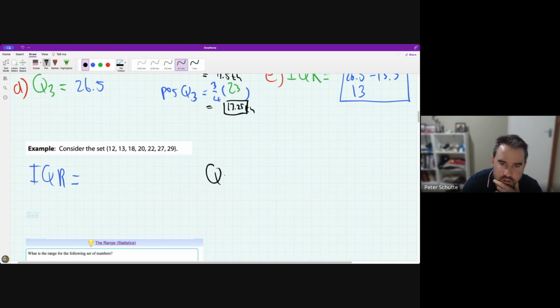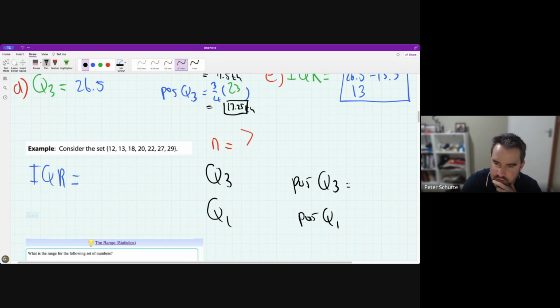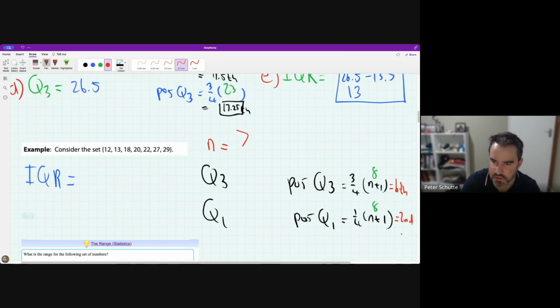So I know I need Q3 and Q1, and therefore I need the position of Q3 and the position of Q1. I also need to know what N is. So N is 7. And to find the position of this, I need to use this formula. But isn't it rather nice that N plus 1 is 8? So that whole bracket must be 8, which means this is the 6th, and this is the 2nd position.